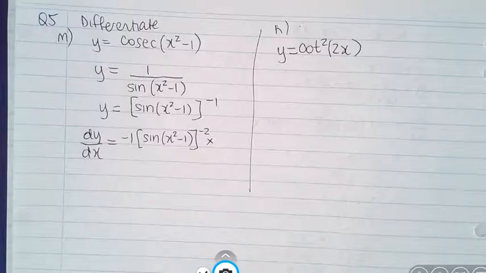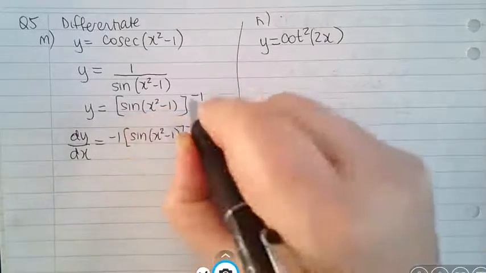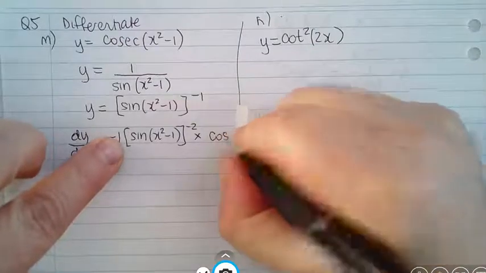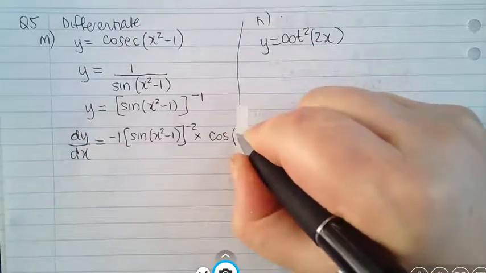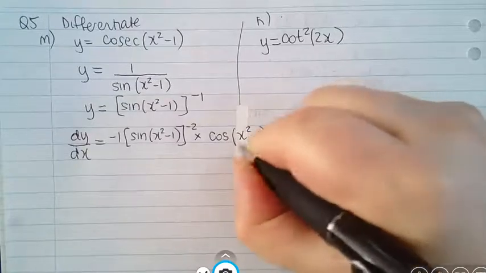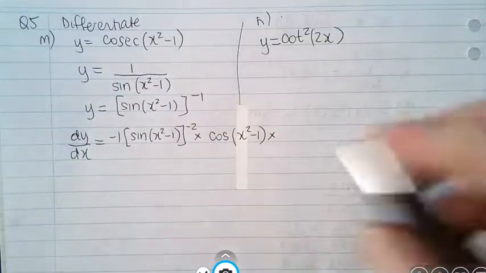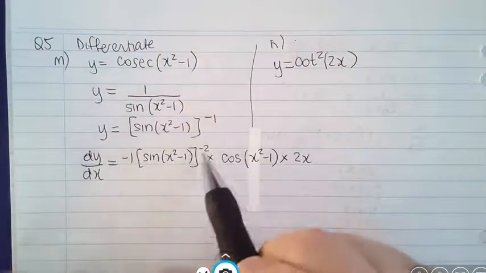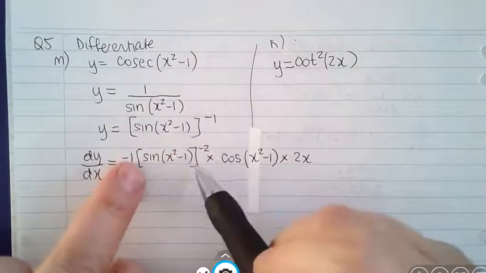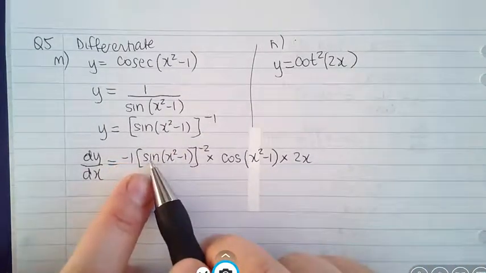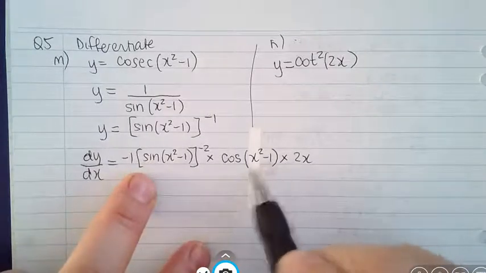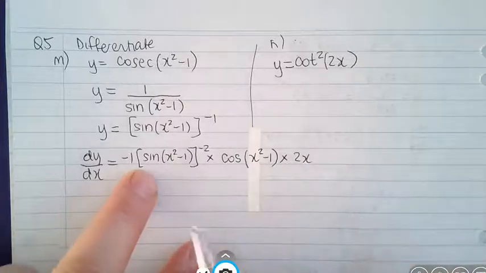Now just pretend you've been asked to differentiate sine of x squared minus 1. We've done that. Bring this to the front, write it out, drop the power by 1. Now just focus on differentiating what's inside. What do you get? Cos of x squared minus 1 times the derivative of that, which is 2x. Please, we know that. If I asked you to differentiate sine of x squared minus 1, differentiating sine is cos, but because this is a function, you need to differentiate the function inside.